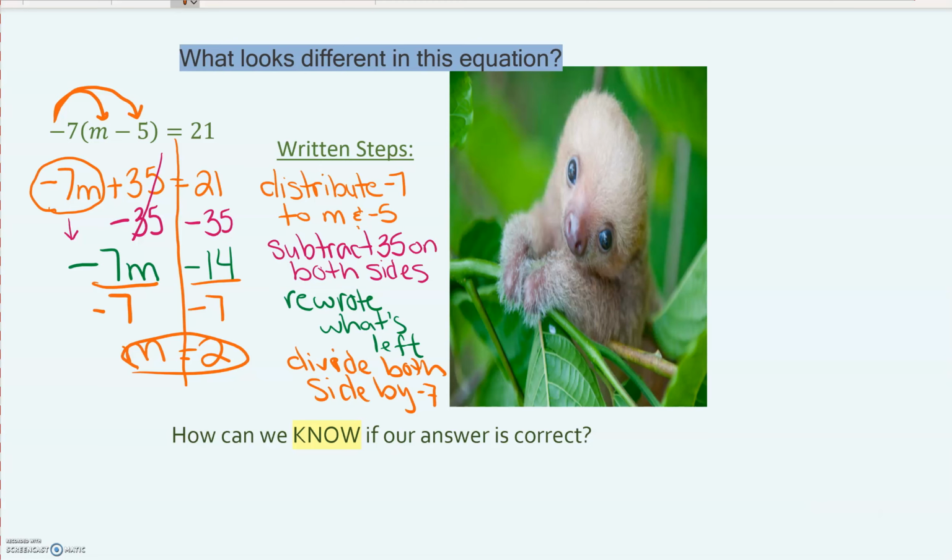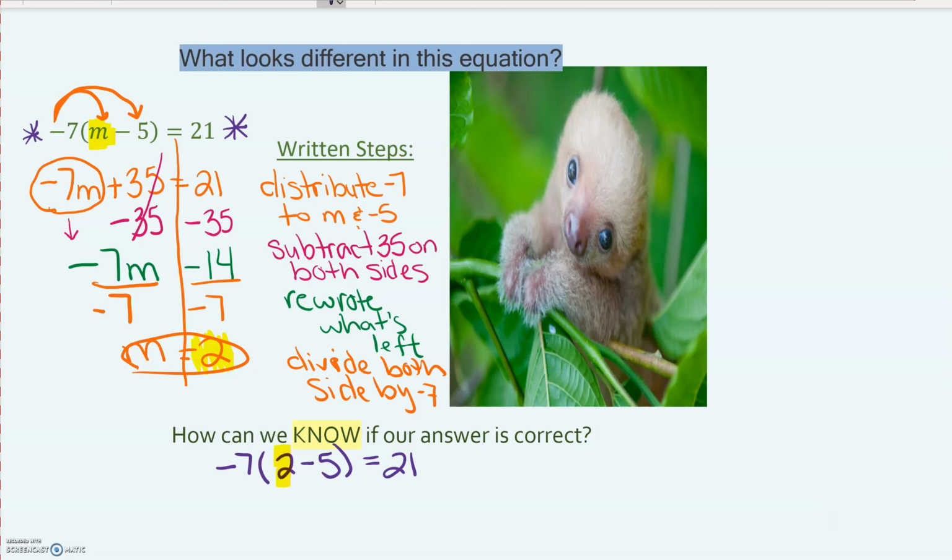So how can we know if our answer is correct? What can we do to make sure that we know m really is 2? Think about that and write it on your paper. If you said that we could check the answer by plugging in 2 to where m was in the original, that was a really good answer. If you didn't say that, well, then I just gave you the answer.